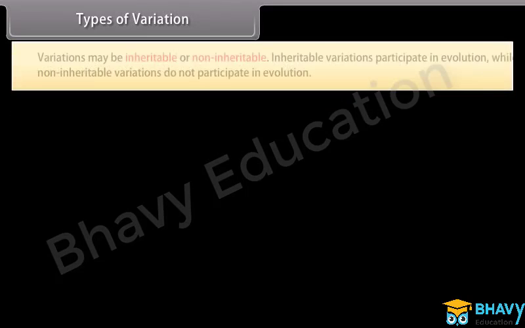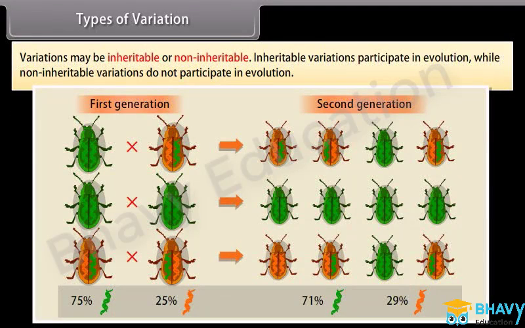Types of variation. Variations may be inheritable or non-inheritable. Inheritable variations participate in evolution, while non-inheritable variations do not participate in evolution.